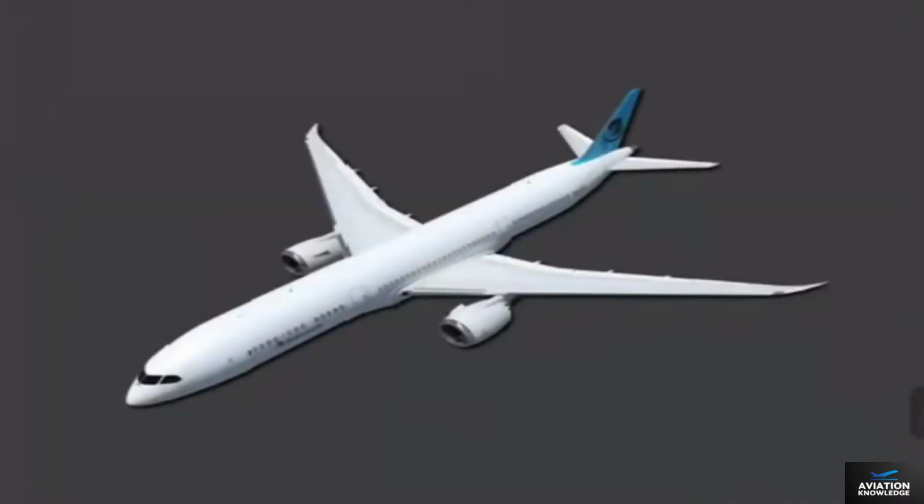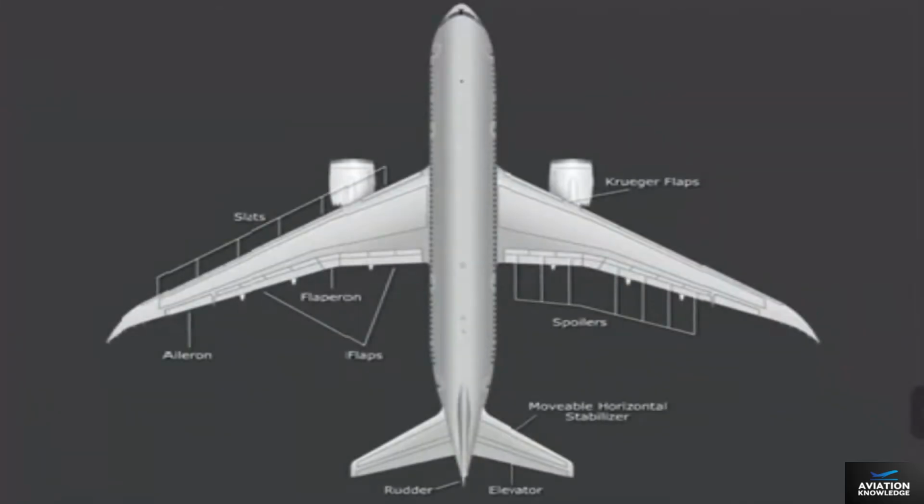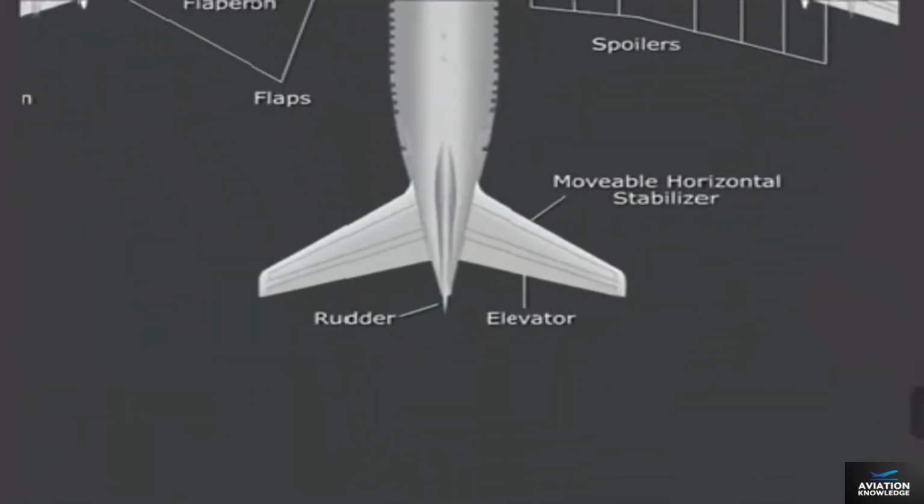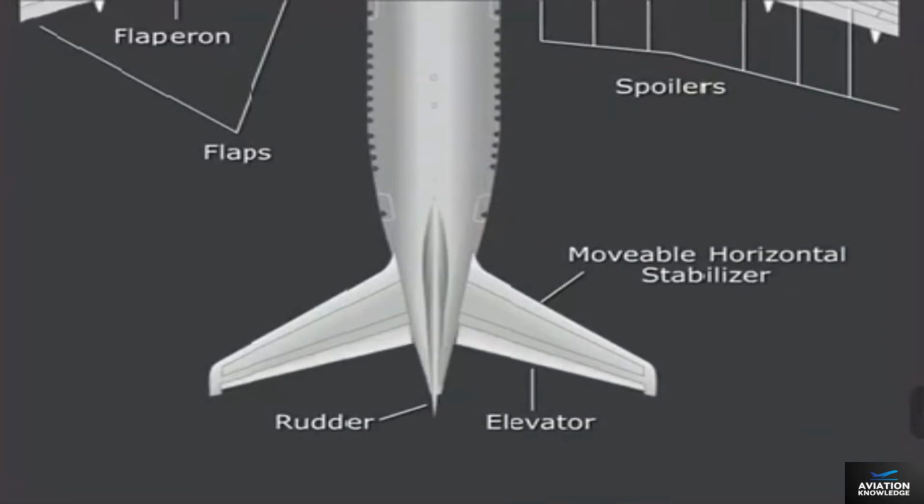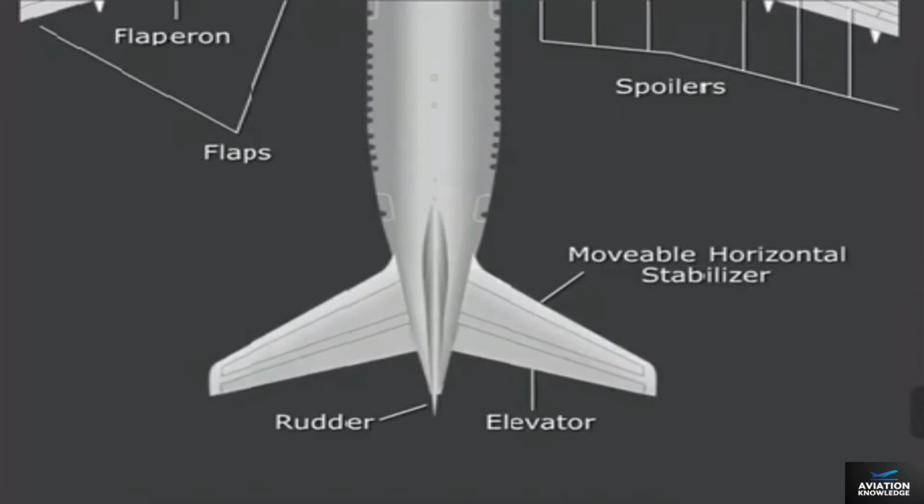The flight control surfaces provide control for pitch, roll, and yaw. Pitch control is provided by 2 elevators and a movable horizontal stabilizer. The elevators and horizontal stabilizer work together to provide pitch control.